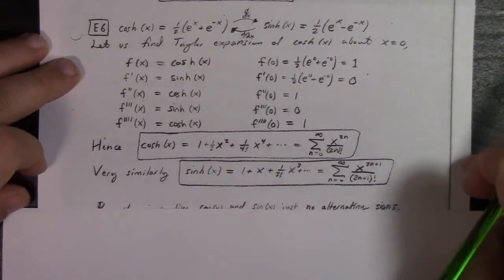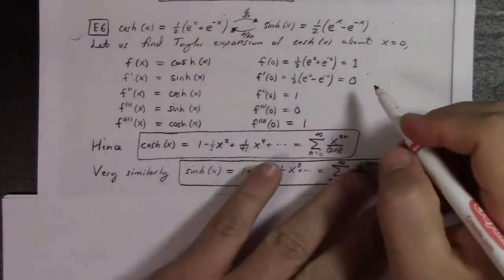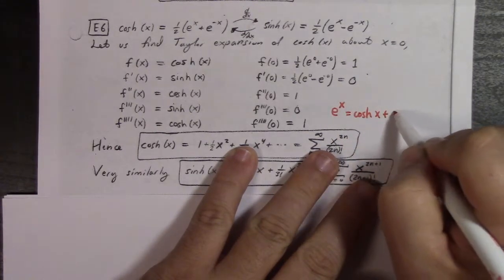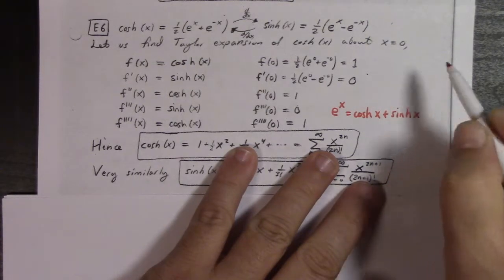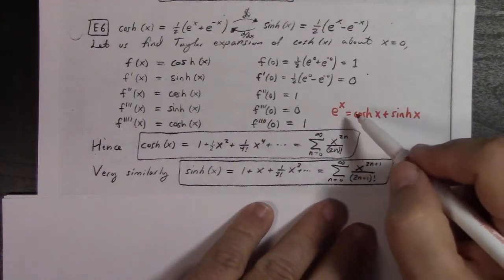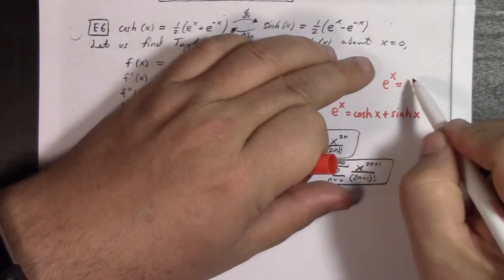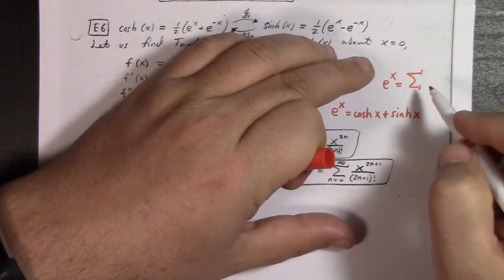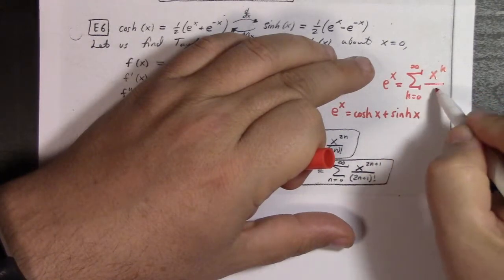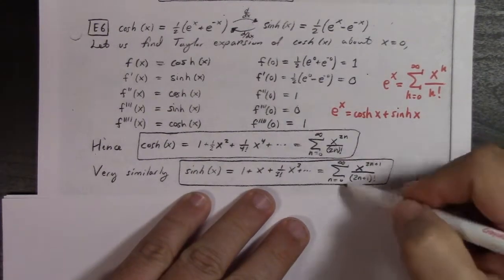Of course, that should not be at all surprising. I'll add something here. This is not surprising because we know that e to the x is equal to cosh x plus sinh x. And if you look at the power series we had for exponential, it was the sum over all powers divided by factorial. So e to the x was the sum, let's say k equals 0 to infinity of x to the k divided by k factorial. That's exactly the kind of terms we see here and here, right?